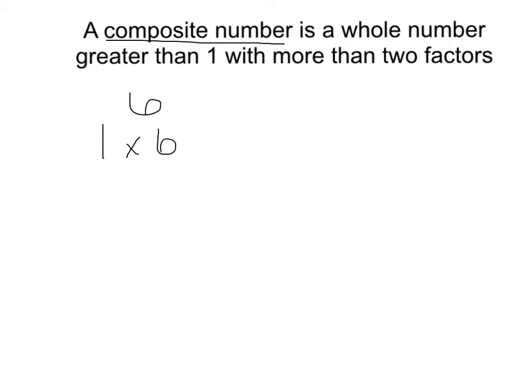Looking for 2, is it an even number? Yes. So it's going to have 2 and 3. And then the next one would be 3, and we know that's a duplicate. So this doesn't have a whole lot of factors, but it does have more than 2. So 6 is indeed a composite number.